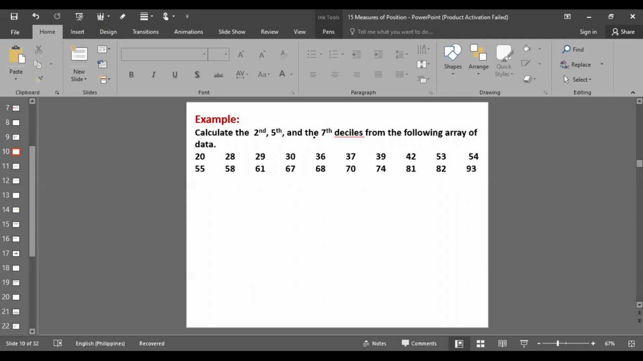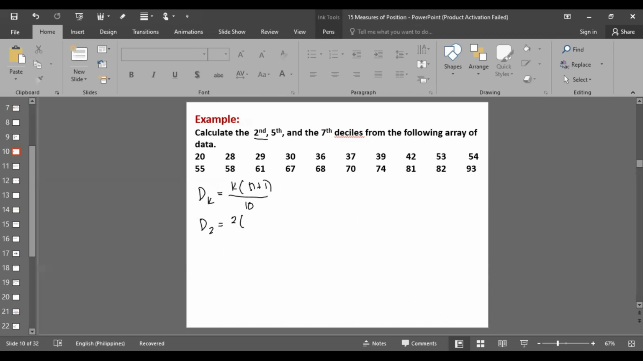Calculate the 2nd, 5th, and 7th deciles from the following array of data. So the very first thing to do is to arrange the given score points in ascending order. And as you can see, it is already arranged in ascending order. So let us now proceed to the computations. Again, this is the formula. So let's find first the 2nd decile. Replace lowercase letter k by 2 since we are looking for the 2nd decile.